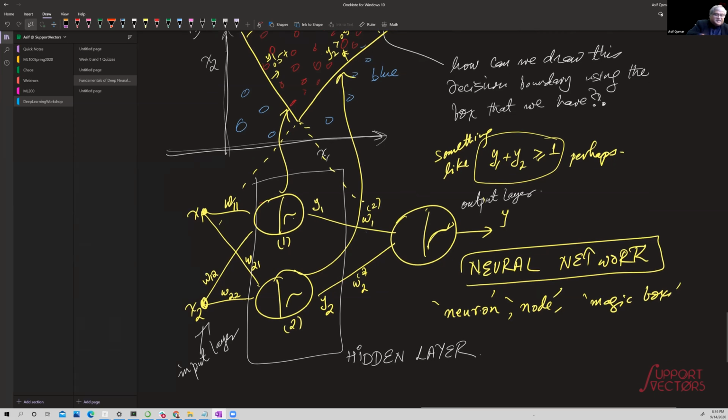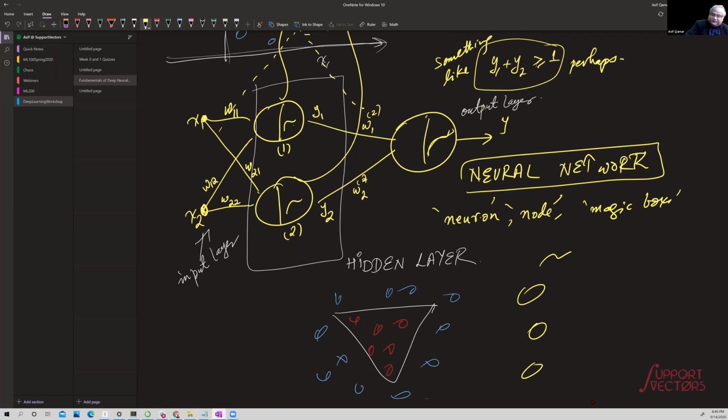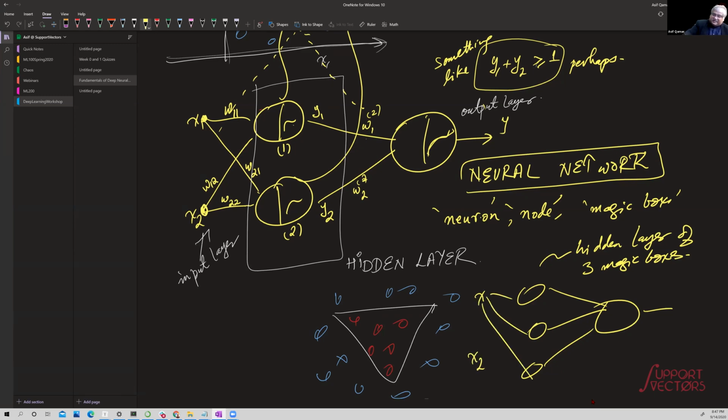So now we can generalize from that, guys. Suppose I see a decision boundary, which in my mind I can approximate using a triangle, right? So outside I see blues, and inside I see reds. Now I can guess, just a guess, that I probably need a hidden layer of how many neurons? Three magic boxes. And then I can feed it into this and get my output. X1, X2 will go into each of these. And my work will be probably done.